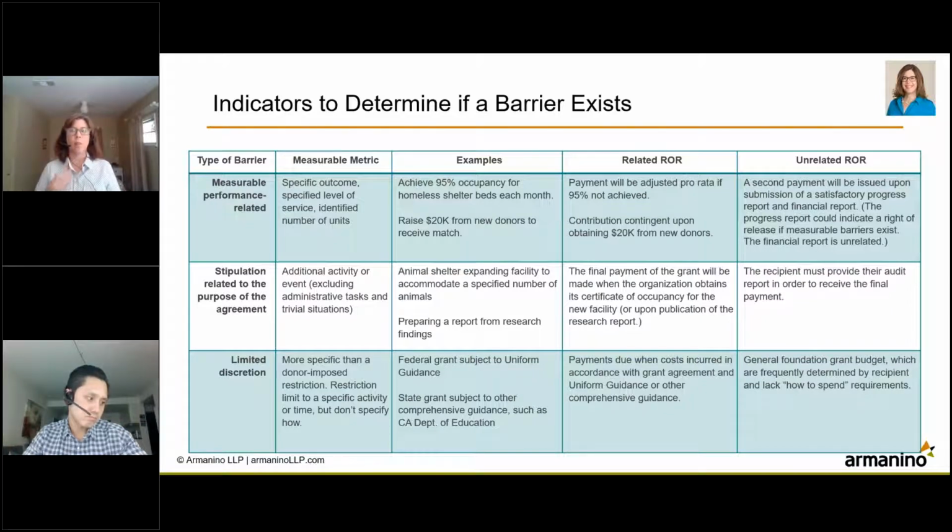Now, I do want to remind everyone that you don't have to have all three of these barriers. You have to have one barrier and one right of return or release.